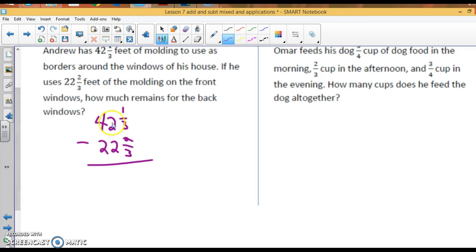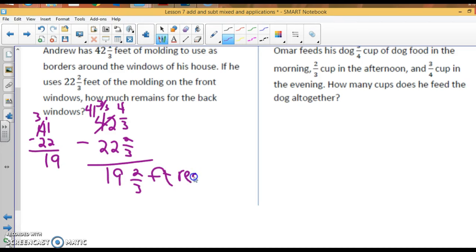So, again, you can't do 1/3 minus 2/3, so I'm going to borrow. 42 is going to be 41, and the one that I'm borrowing is 3/3. 3/3 plus this 1/3 makes this 4/3. 4/3 minus 2/3 is 2/3. 41 minus 22, I'm going to do over here because I need to borrow. 19. So 19 2/3 feet remain.